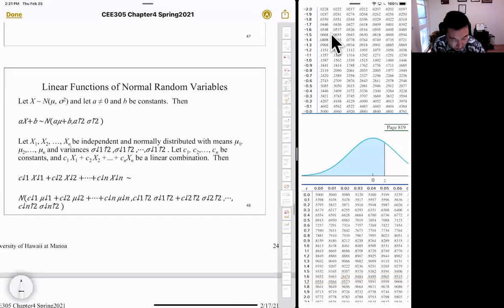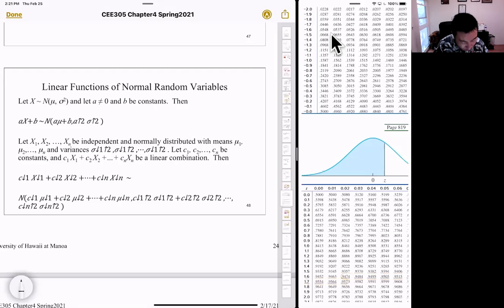All right. Okay. Sorry, a lot of errors here. Okay, so this is a linear function of normal random variables. I don't know why it's showing here.